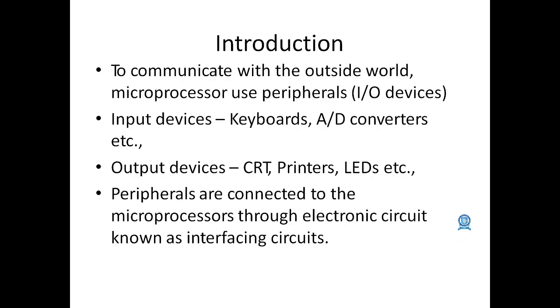To introduce, 8255 is to communicate with the outside world. Microprocessor uses some peripherals or input-output devices. The input devices are like keyboard, A to D converters, etc. and some output devices are CRT, printers, LEDs, etc. Peripherals are connected to the microprocessor through electronic circuits known as interfacing circuits.